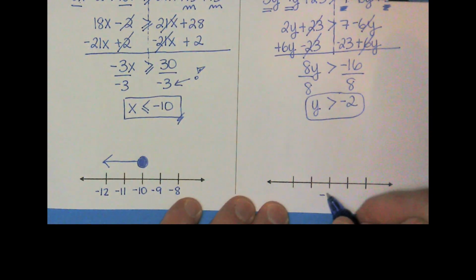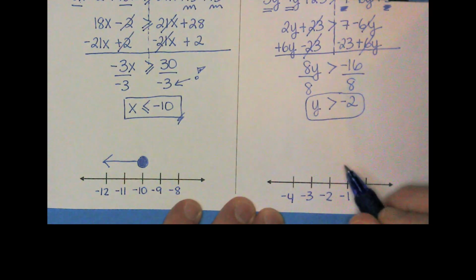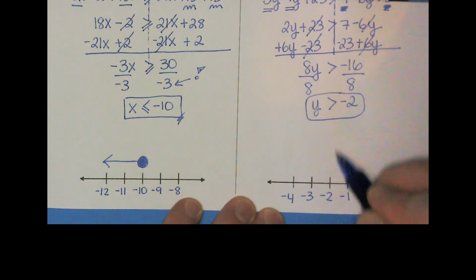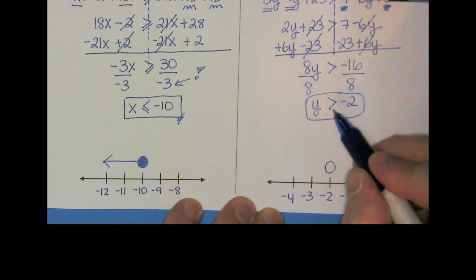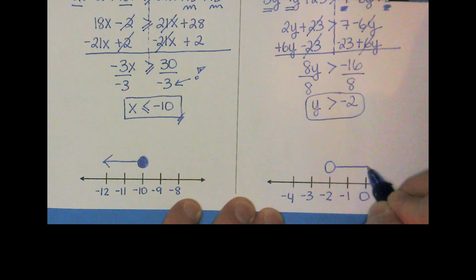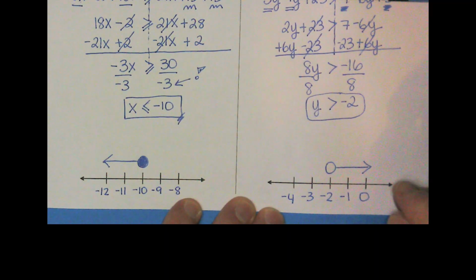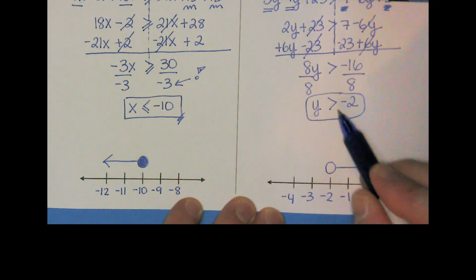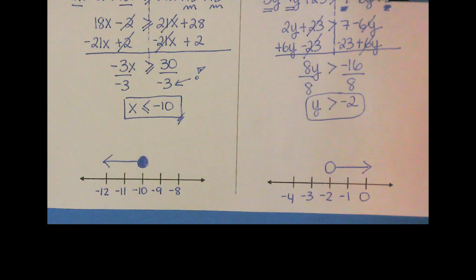So I'm going to write negative 2, negative 1, 0, negative 3, negative 4. On top of negative 2, I'm going to put a circle, but this time it's going to be empty because there's no dash on the inequality symbol. And my arrow will be pointing to the right because I want it to be greater than, or in other words, the tip matches like that. Okay, so there you go.